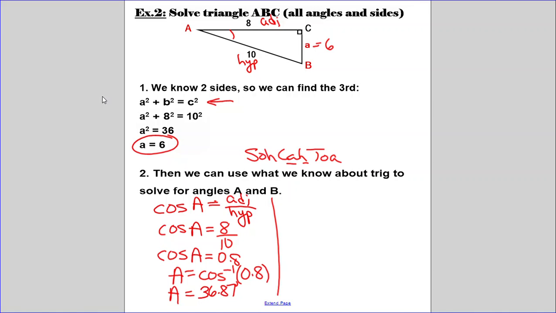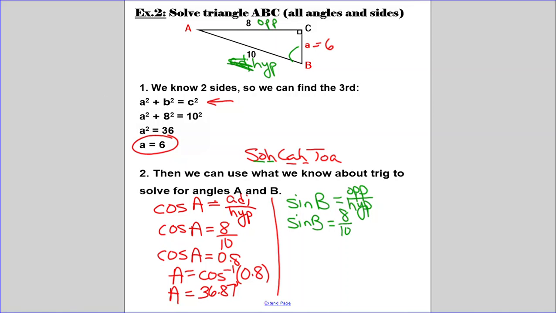So now if I wanted to find B, and I have 8 and 10. If I'm looking for angle B, here's my opposite, here's my adjacent. It looks like in this case now for SOHCAHTOA, I have opposite over hypotenuse, not adjacent. Opposite over hypotenuse, I have sine in this case. So sine of B is equal to opposite over hypotenuse. Sine of B is equal to, looks like 8 over 10 again.